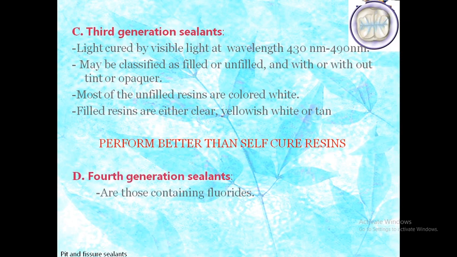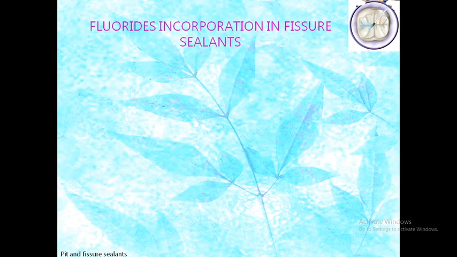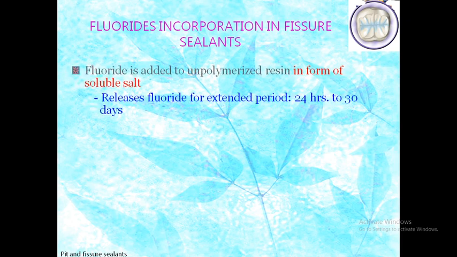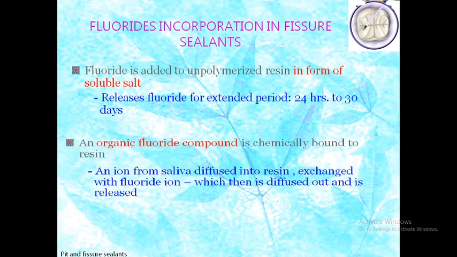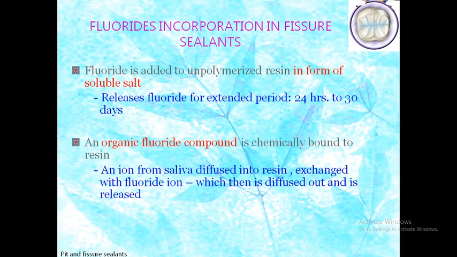Fourth generation sealants are those that contain fluorides. Fluoride incorporation in fissure sealants forms a soluble salt. It releases fluoride slowly for an extended period of 24 hours to 30 days. It forms an organic fluoride compound that is chemically bound to the resin. An ion from saliva diffuses into the resin and exchanges with a fluoride ion, which then diffuses out and is released.